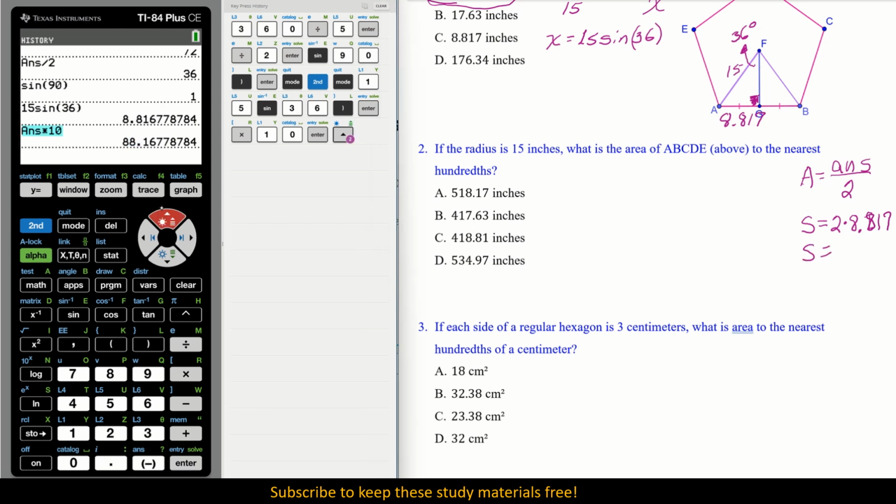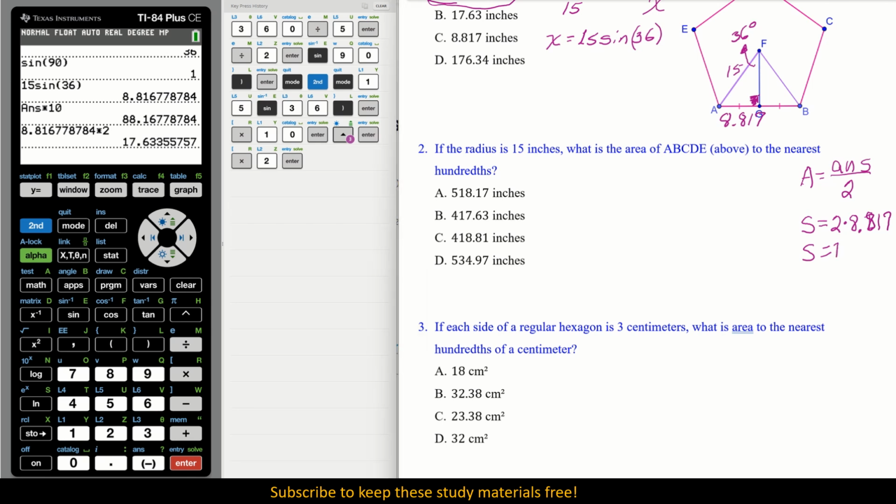So let's just go up and grab it. Push enter and then say times 2. So that gives us 17.634. I think that'll be good enough to use. Okay, now what do we really need to do? Let's redraw this triangle.